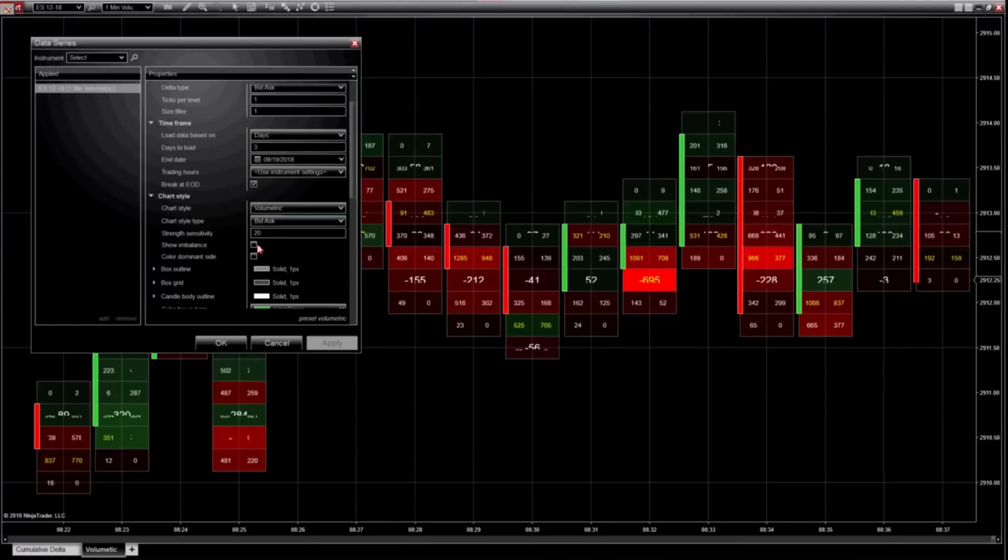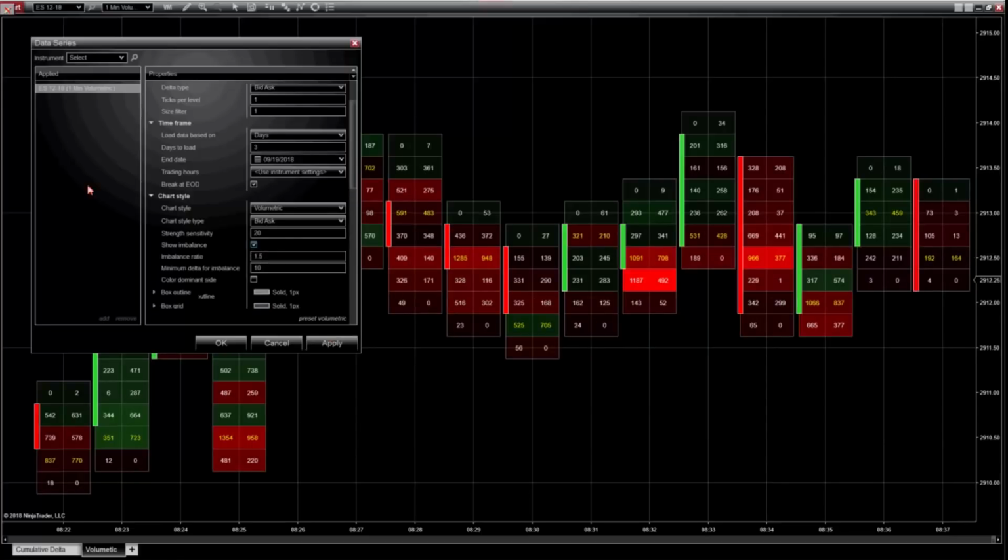The next setting I'd like to cover is the show imbalance. Here the price levels, buying and selling volumes are compared diagonally to understand which side of the market was stronger by exceeding the set imbalance ratio. This can be helpful if multiple imbalances cluster close together to form support and resistance areas.